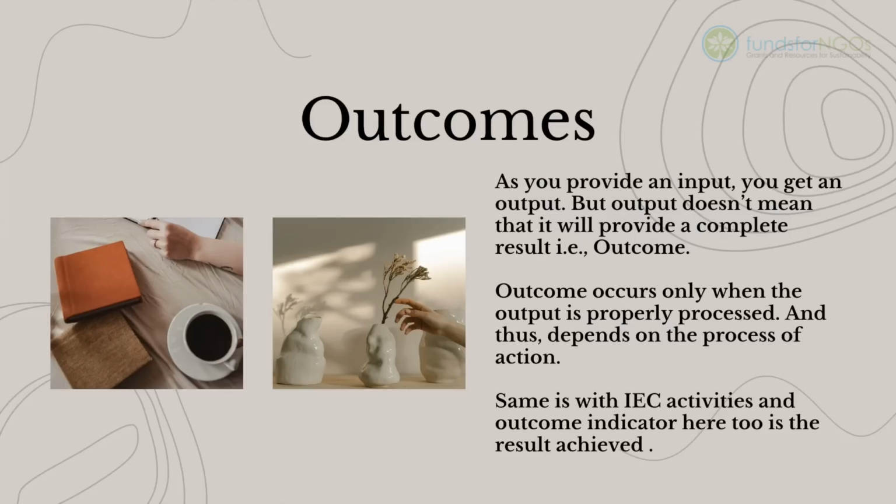Outcomes. I found people always getting confused between outputs and outcomes. Let's try and understand it in this manner. As you provide an input, you get an output. But output doesn't mean that it will provide a complete result, that is outcome. For example, just having compost pits doesn't mean that you will get compost. And again, its process and quality will also vary depending upon what you feed in the compost pits. If it's a mixed waste, you will have waste like plastic that never decomposes. Thus, unless waste is properly segregated, compost pits would not function.